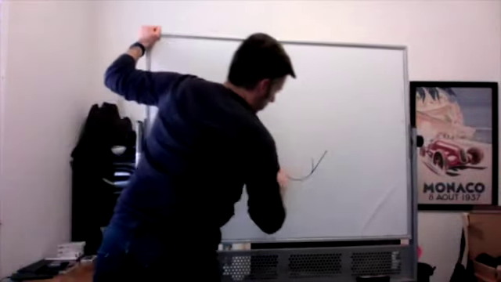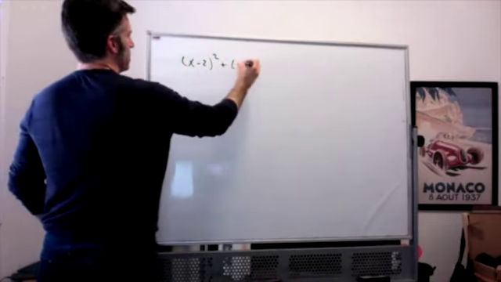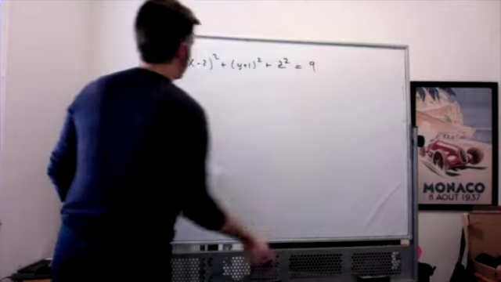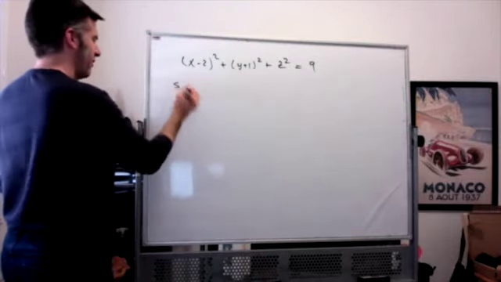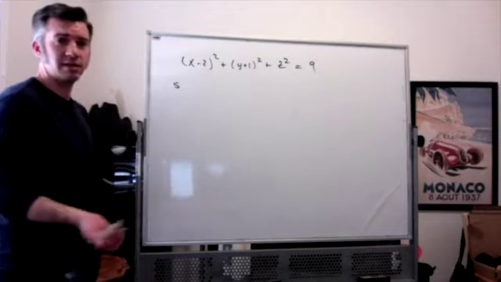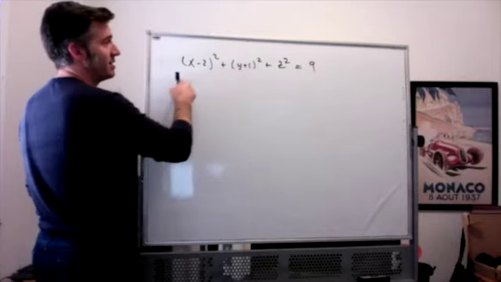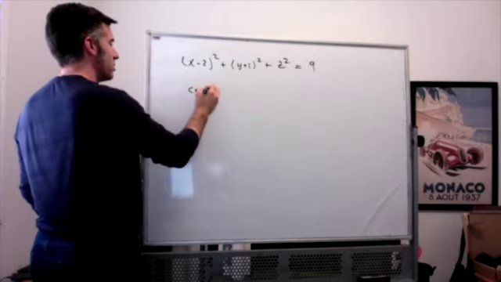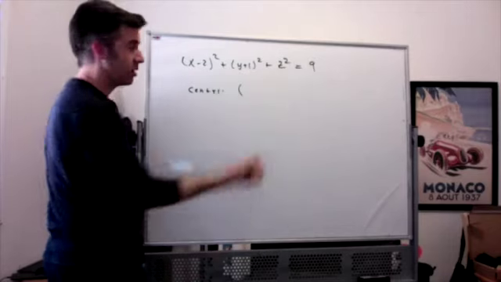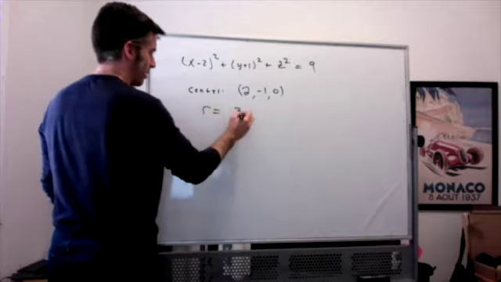And we can go a little more general. What about this equation: (x minus 2) squared plus (y plus 1) squared plus z squared equal to 9? This is a sphere. I feel like I'm not great at saying the word sphere. Anyway, this is the equation of a sphere with center, just like with a circle, found by making each part 0. So the center is (2, -1, 0), and the radius is 3.